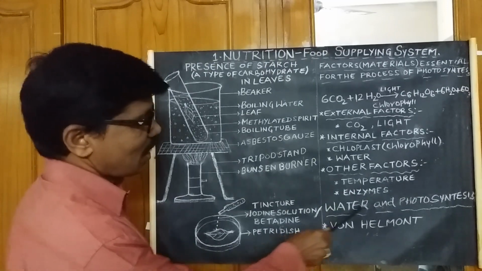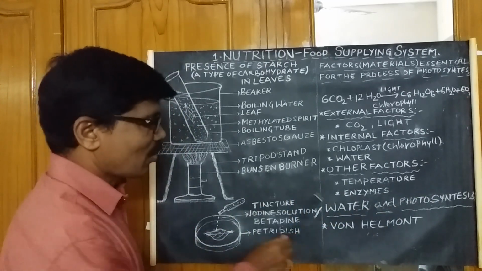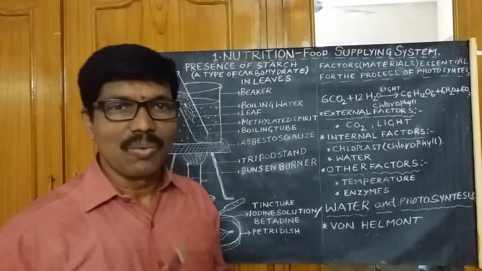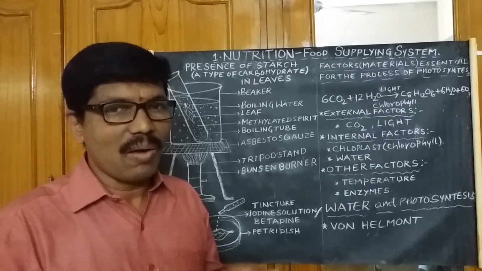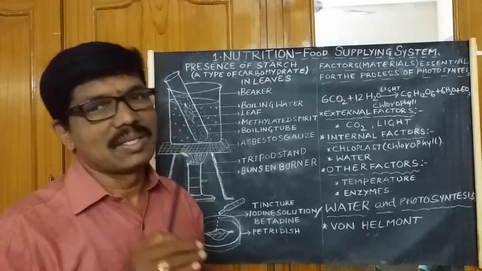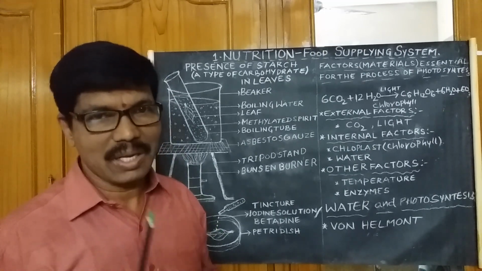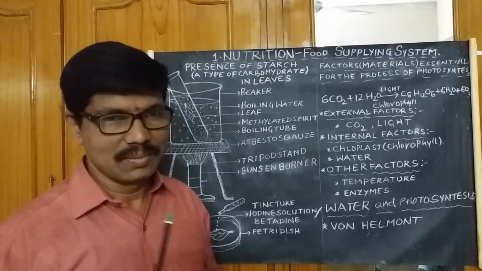Now, water and photosynthesis. Van Helmont found that water is essential for the increase of plant mass. That is his observation. So, water is very important for the process of photosynthesis.